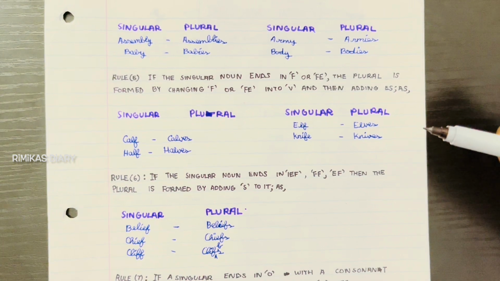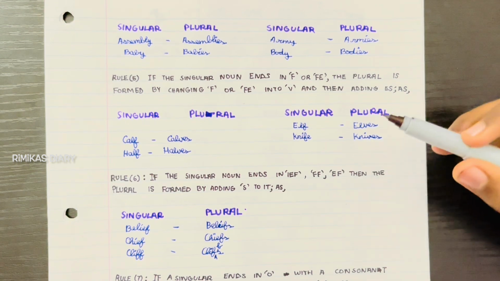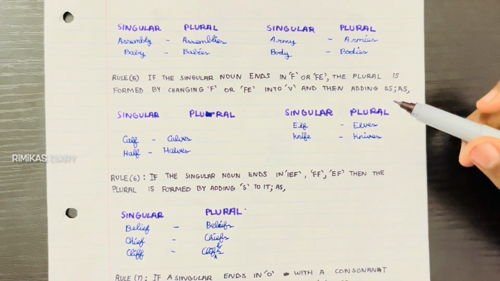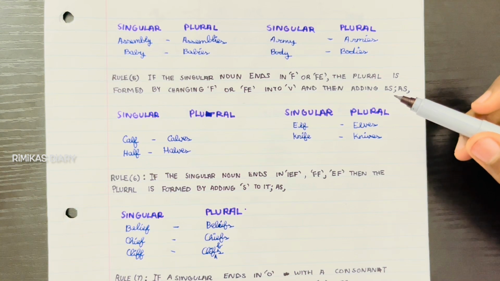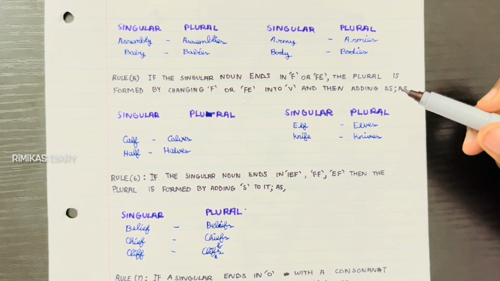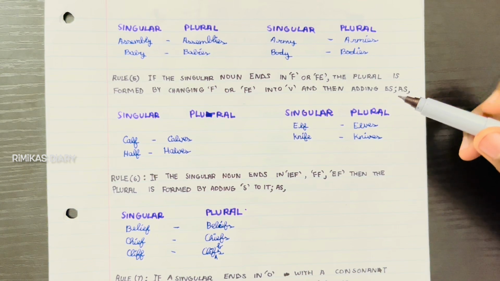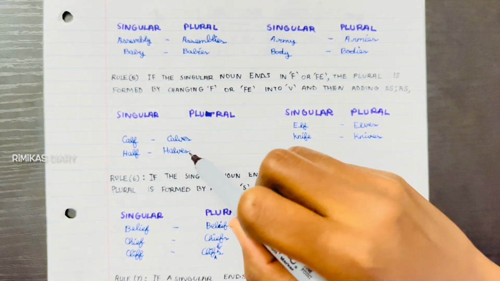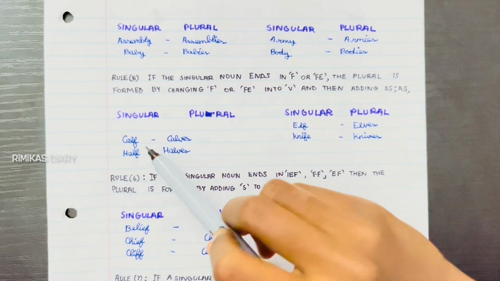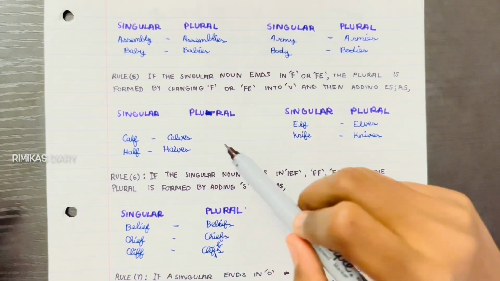Rule number 5. If the singular noun ends in F or FE, the plural is formed by changing F or FE into V and then adding ES. So there is a singular noun ending with F or FE. Then in the plural form, we should change the F or FE into V and then add ES at the end. For example, cough, coughs. Here there's F at the end, so I'm changing the F into V and then adding ES at the end.